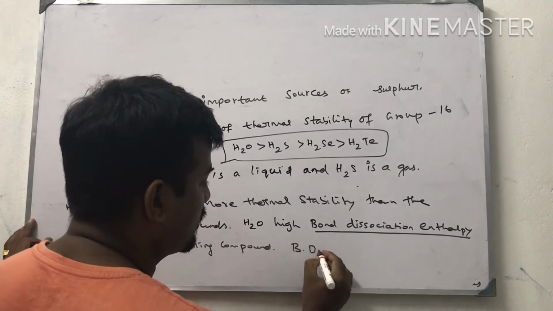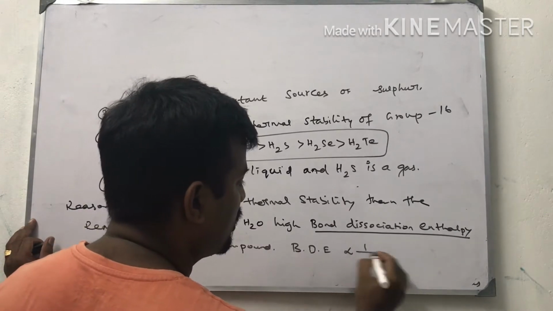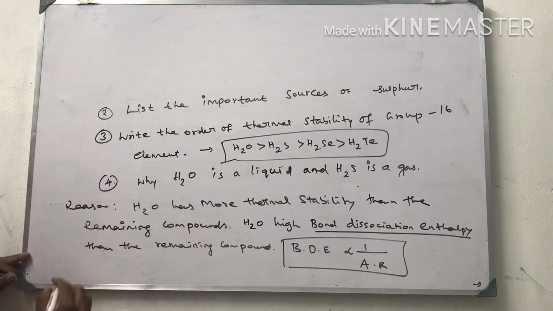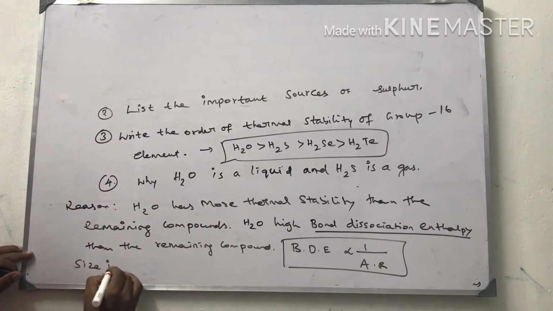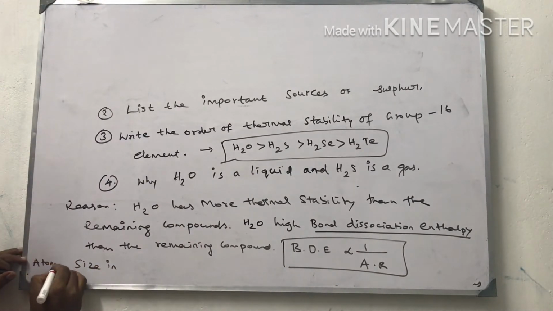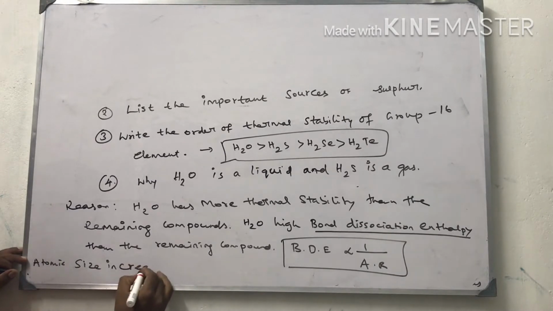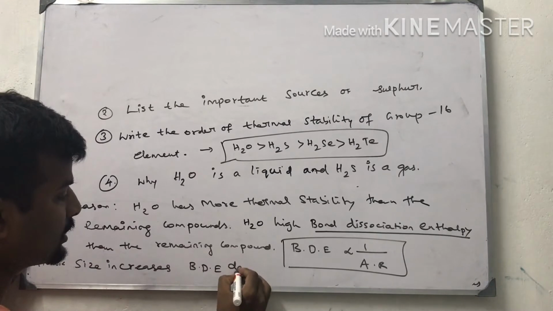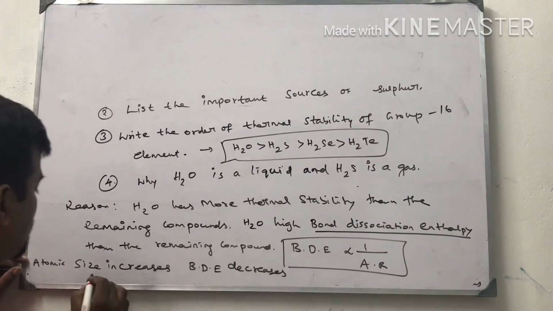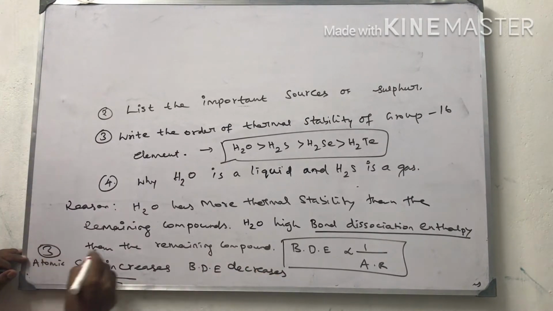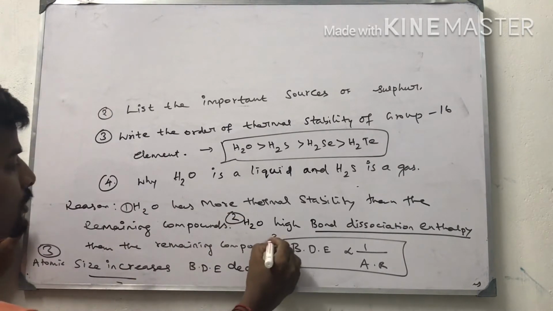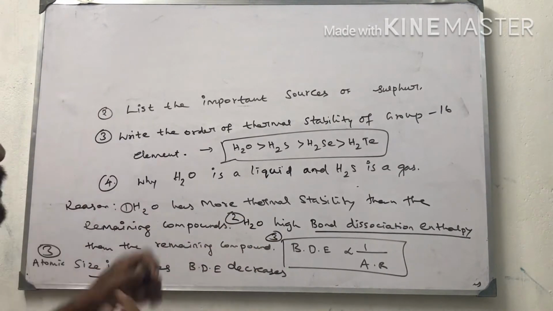Bond dissociation enthalpy is inversely proportional to atomic radius. As atomic size increases, bond dissociation enthalpy decreases. That is the third point, a very important point. First point this one, second one this one, third one is this one. 3 points. This is the reason.